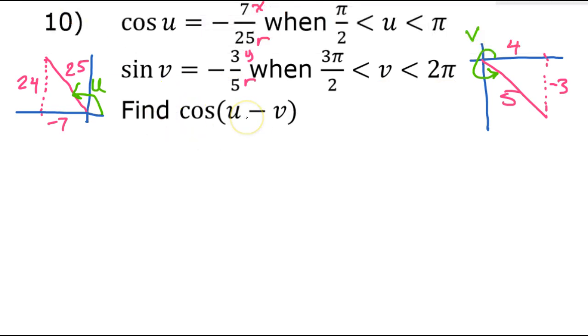Okay, so the cosine formula goes cosine cosine plus, got to change it up, sine sine. So cosine cosine plus sine sine. So I'm just going to write that down. So that's going to go cosine U cosine V plus sine U sine V.